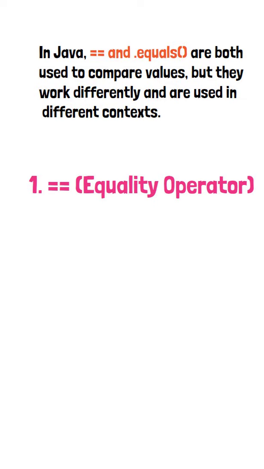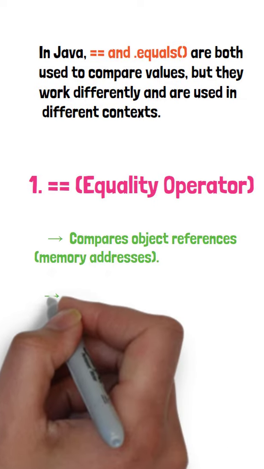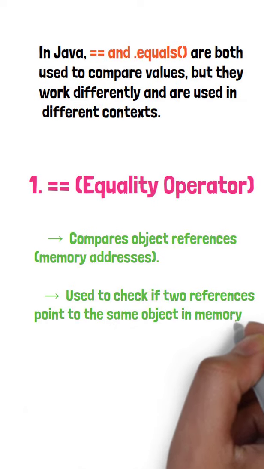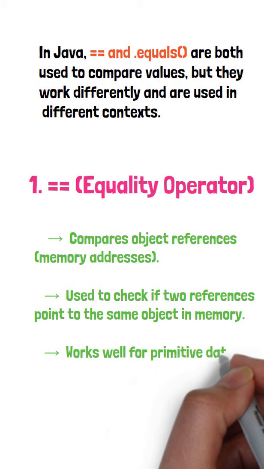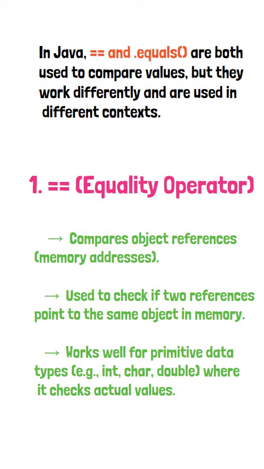It is used to compare object references in memory address. It is used to check if two references point to the same object in memory. It works well for primitive data types, e.g. int, char, double, where it checks actual values.